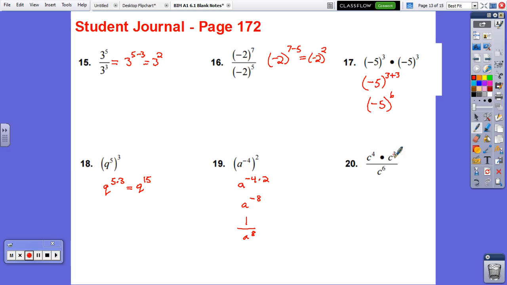All right, and so over here, let's start on the top. c to the 4th times c cubed. You add the powers, so you have 4 plus 3. 4 plus 3 is going to be 7, so we have c to the 7th over c to the 6th. So now it's a quotient property, so they have the same base, so we take the top power minus the bottom power. So we get 7 minus 6 is 1, and c to the 1 is the same as just c.